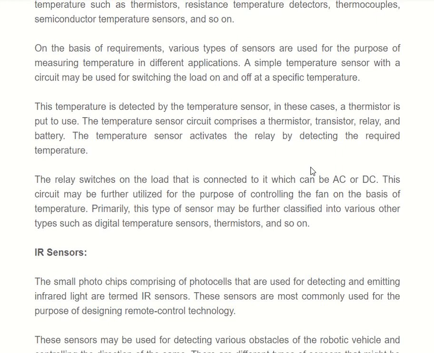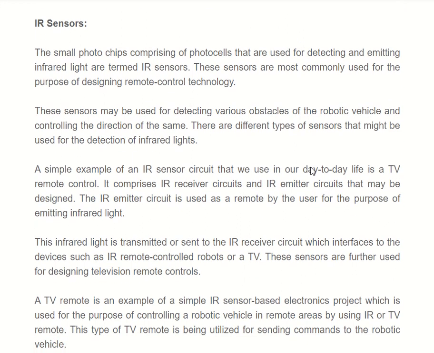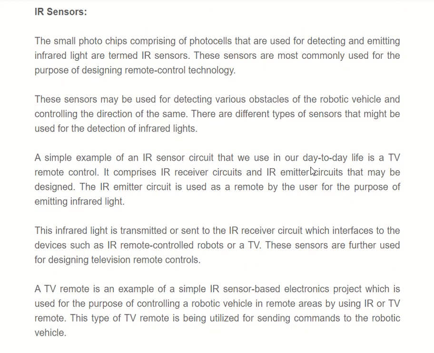After that, one more sensor which we have not discussed would be the IR sensor, something that you see in your TV remote so frequently. So in this, what do we see? The small photo chips comprising photo cells that are used for detecting and emitting the infrared light or IR light is termed an IR sensor.